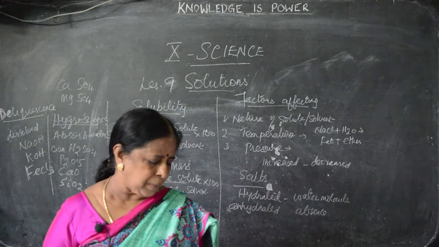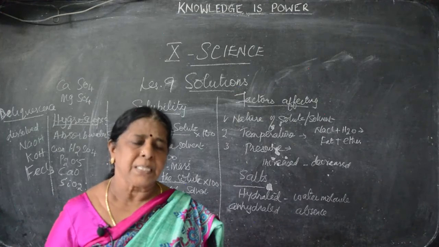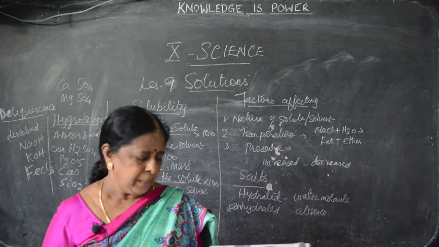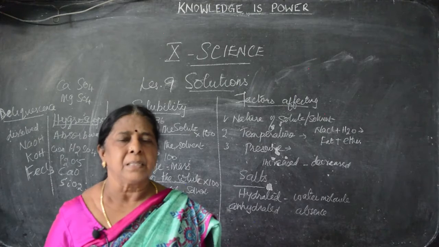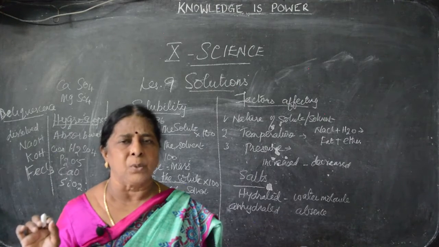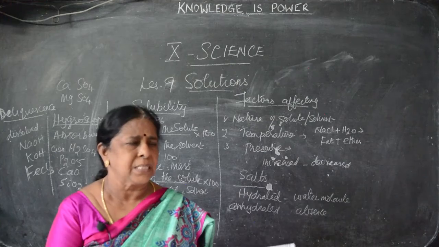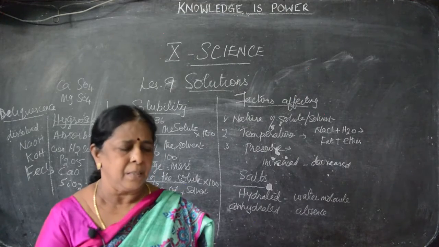Hygroscopic substances may be amorphous solids or liquids, that is powdered form. Amorphous means powdered. Deliquescent substances are crystalline, like the crystalline structure of salt. Amorphous and crystalline. Clear, children?